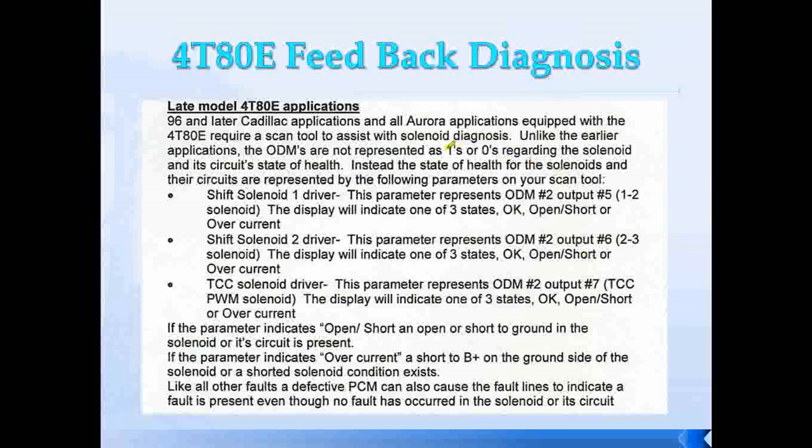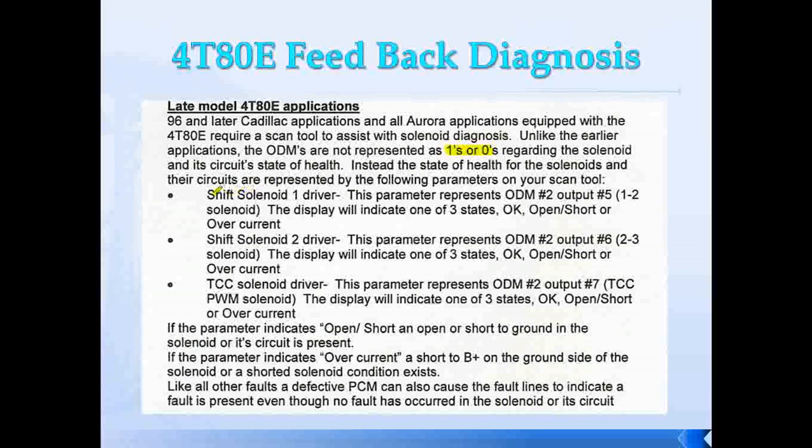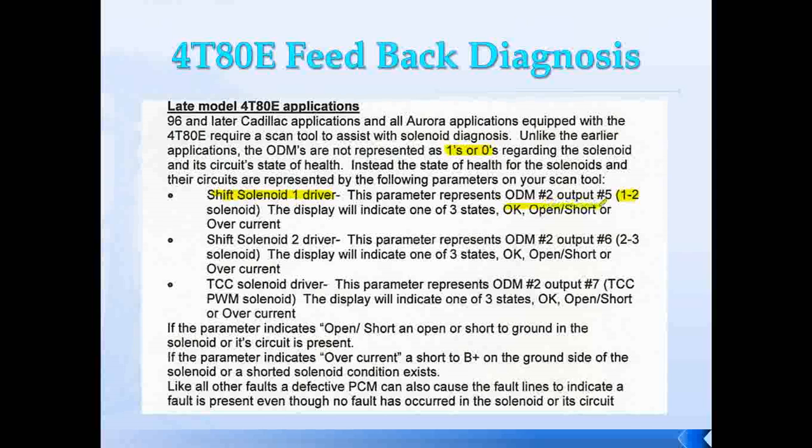As we talked about earlier, we had the output driver feedback lines represented good and bad by 1s and 0s. They don't do that on this one now. The parameter display is going to be displayed as shift solenoid driver number 1 if you're dealing with the 1-2 solenoid. And it will display, just like we talked about with an output driver module, an ODM, in simple English what the failure is. Is it okay? If it says okay, we're not broken. It says open or short or overcurrent. That's the display you'll get.